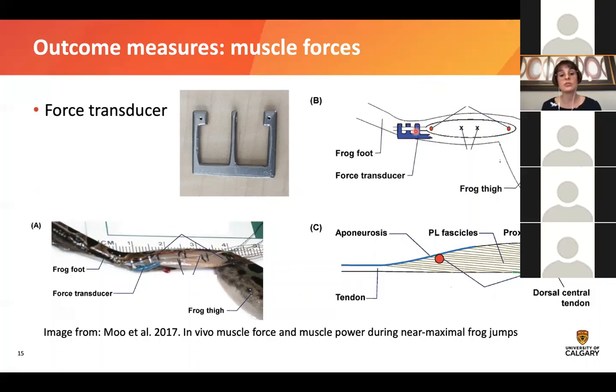So this is also not a wireless sensor, the force transducer. And this has been tested in frogs, in cats, also in sheep, but is something that is only being used in a couple of places in the world. And in Calgary, they're really experts in using the force transducer.